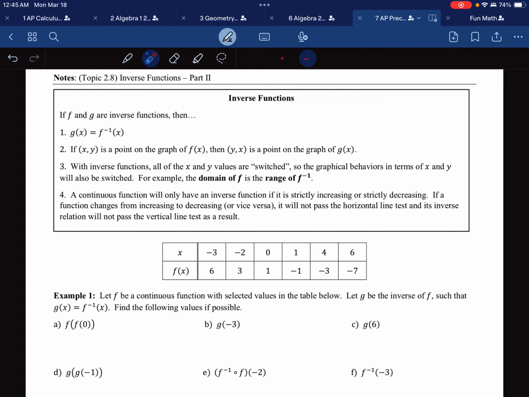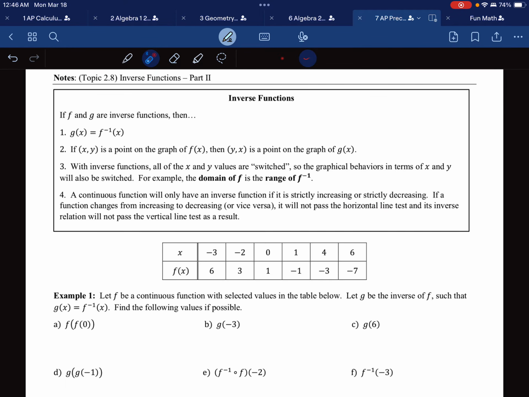Let me read this fourth one. I don't know what it's saying. A continuous function will only have an inverse function if it is strictly increasing or strictly decreasing. If a function changes from increasing to decreasing or vice versa, it will not pass the... Oh, it actually... I didn't know if this was a thing or if I had just made it up.